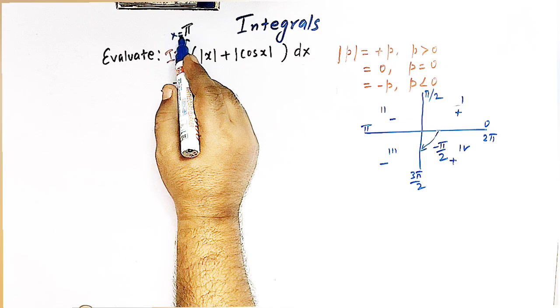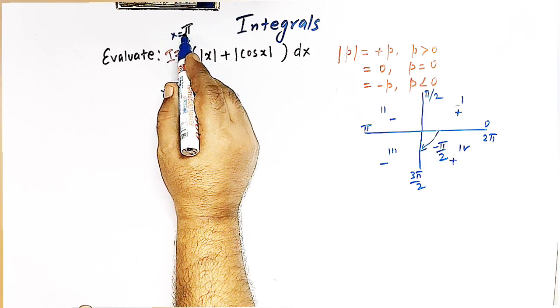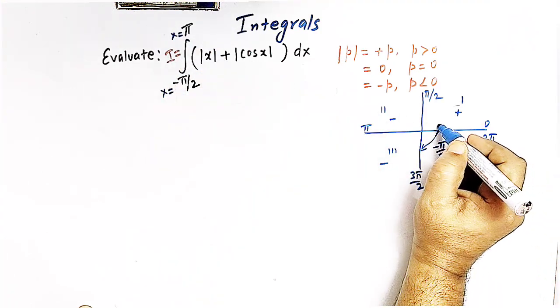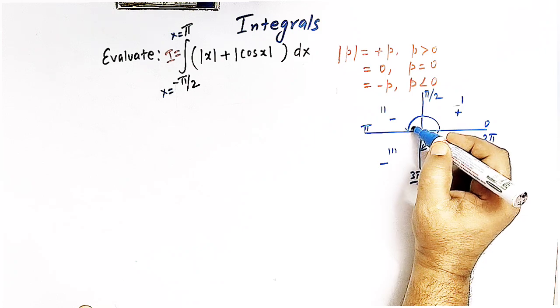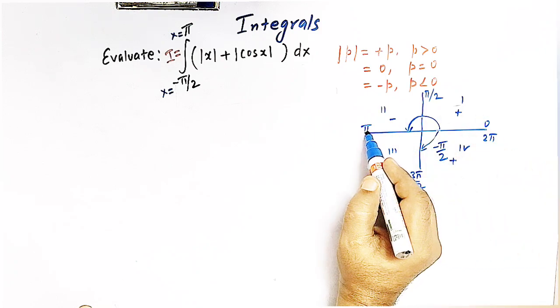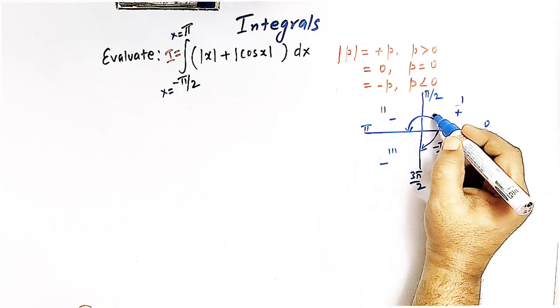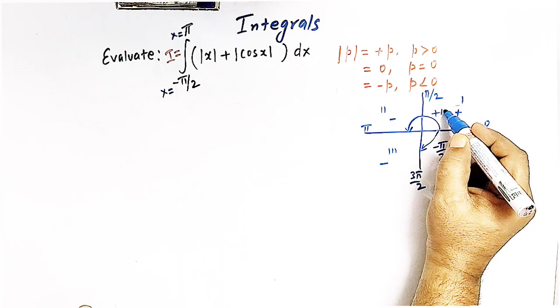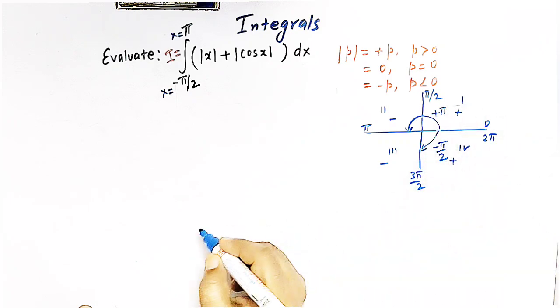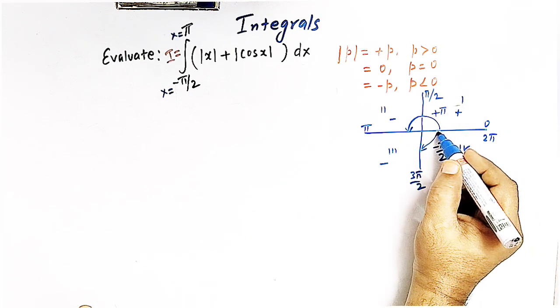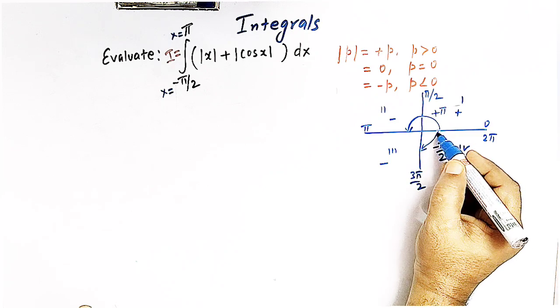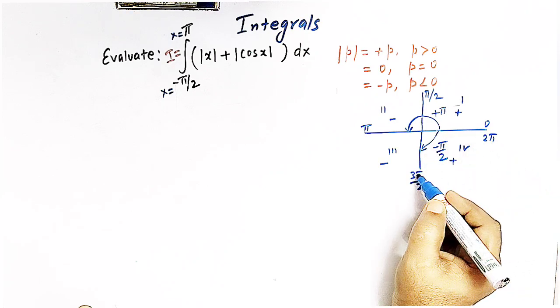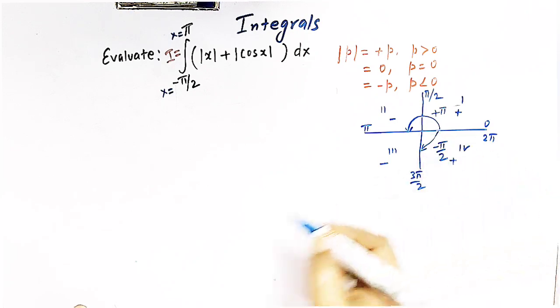And here the upper limit is pi, right? So when we go like this from 0 to pi, this angle is taken as a positive angle, that is positive pi. And when we go clockwise from 0 degrees to 3 pi by 2, it is taken as negative pi by 2.